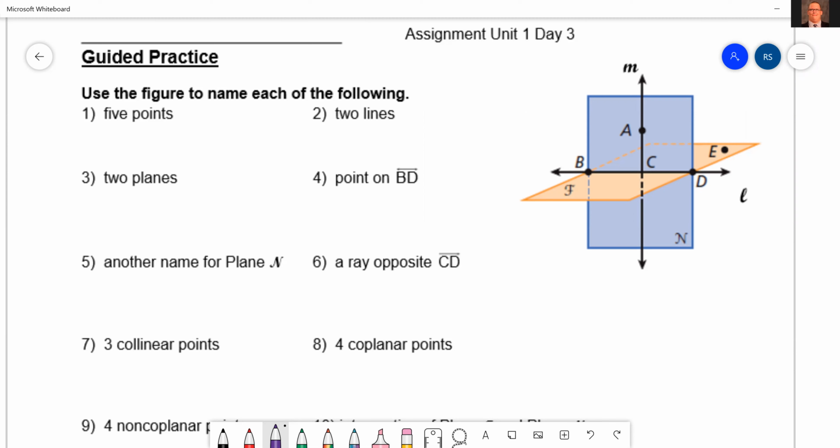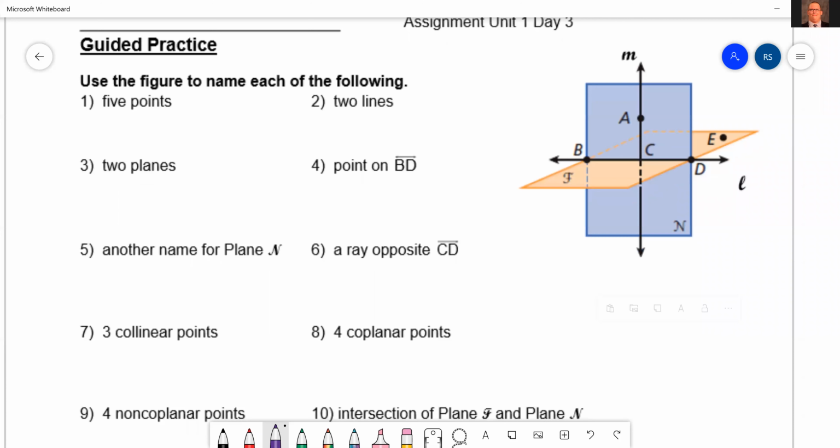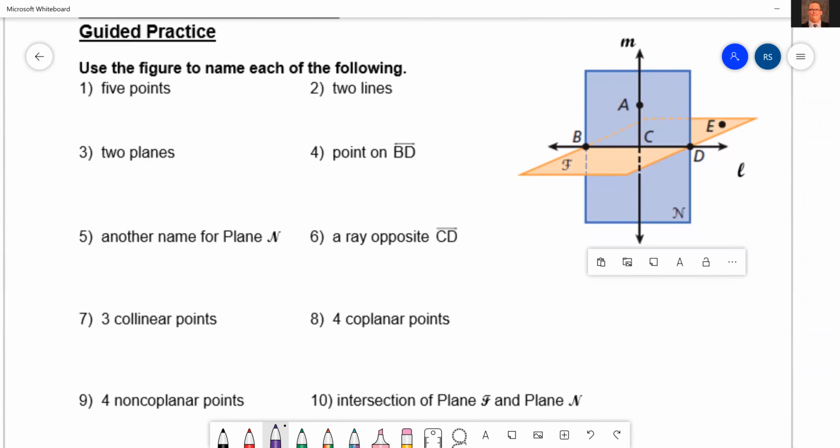Use the figure to name each of the following. So this is kind of what we ended with on the notes. They give us a picture, and we have to name a bunch of stuff. So the first thing they ask us to do is name 5 points. So look for 5 points on your picture. A, B, C, D, and E. Those are our 5 points.